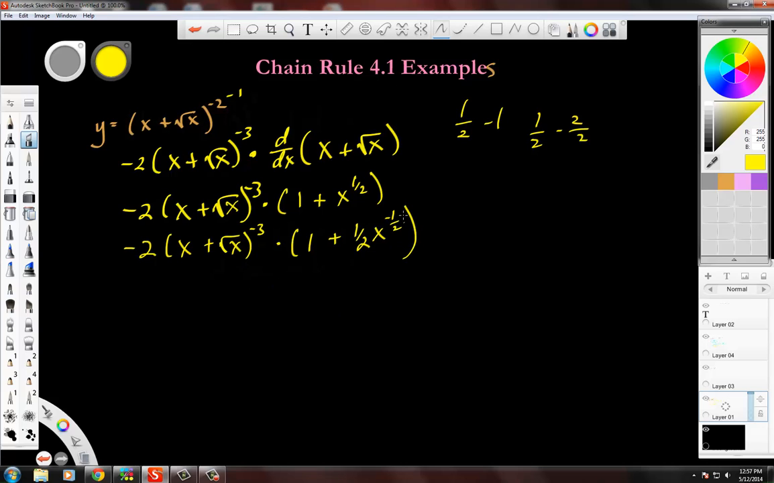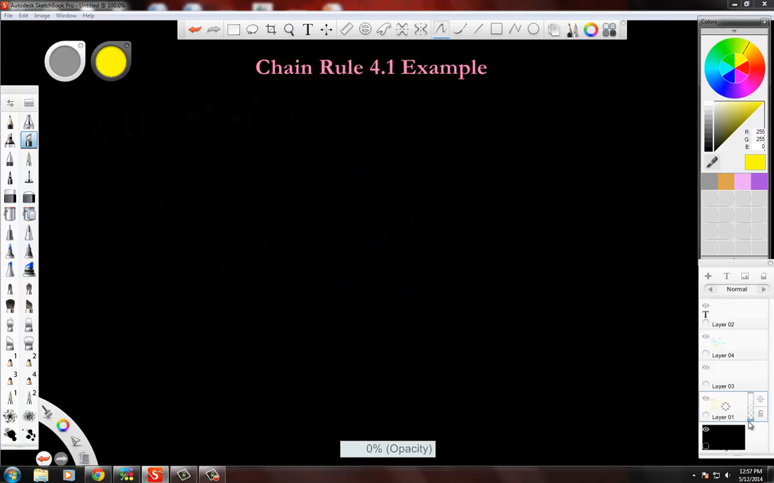And so this, I suppose you could leave it like this, but most of the time they're going to put it back in radical form. Chain rule problems are just a whole bunch of recopying stuff. This could be better written as 1 plus 1 over 2 square root of x, like that. And that would be a final answer for that. Now, if you're like, that's easy, let's look at another one.